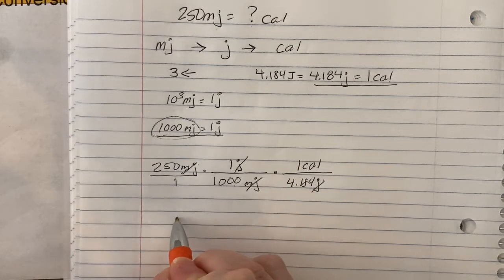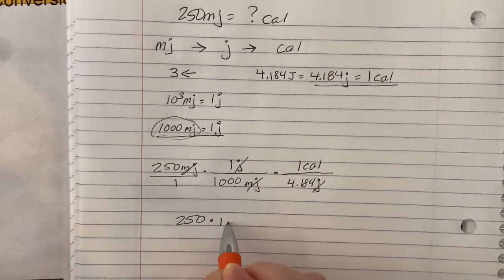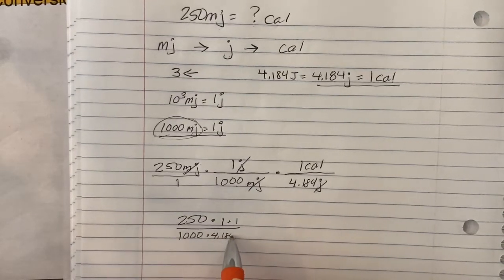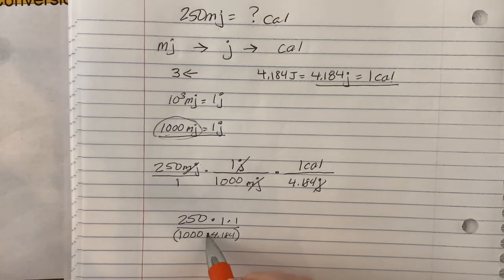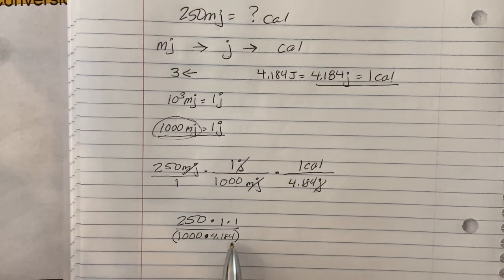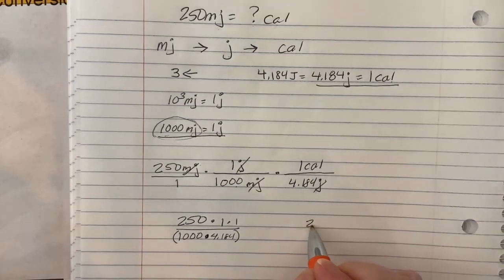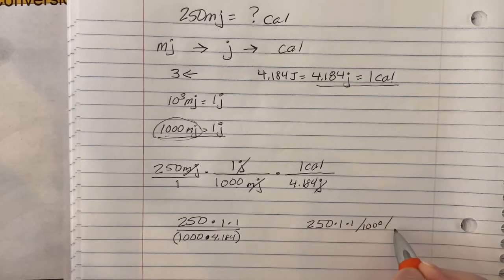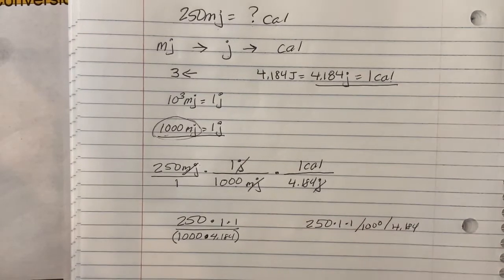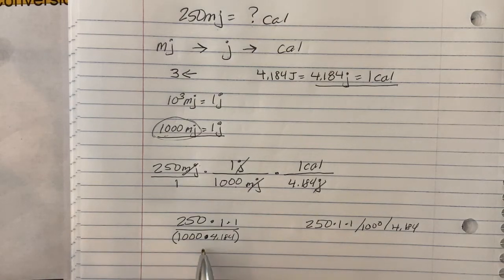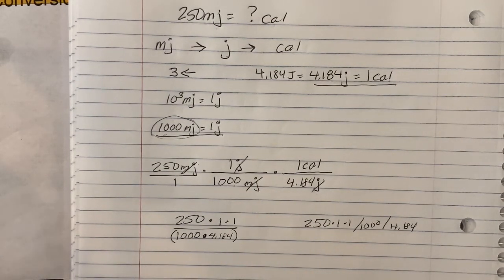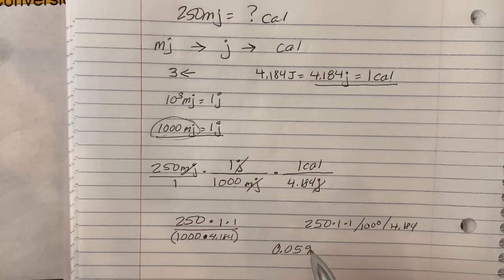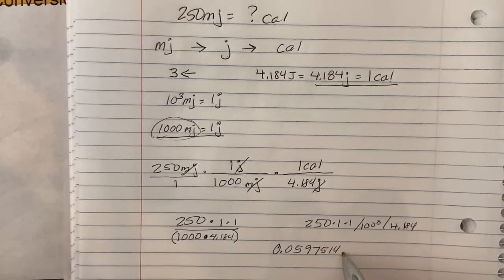And now I plug it into my calculator. 250 times 1 over 1,000 times 4.184. If you're going to plug that into your calculator as a times, then make sure you have parentheses. Or you could do 250 times 1 divided by 1,000 divided by 4.184. Make sure you pick a method and you just stick to it. I showed you 2 pathways there. Make sure you pick one and just use that one from now on. You'll get an answer: 0.0597514 and so on.